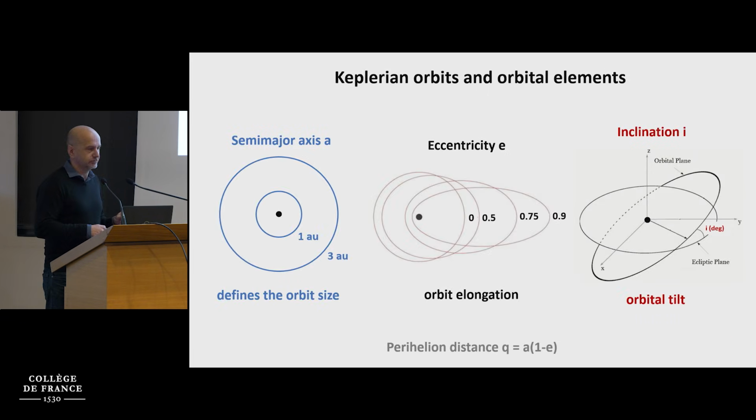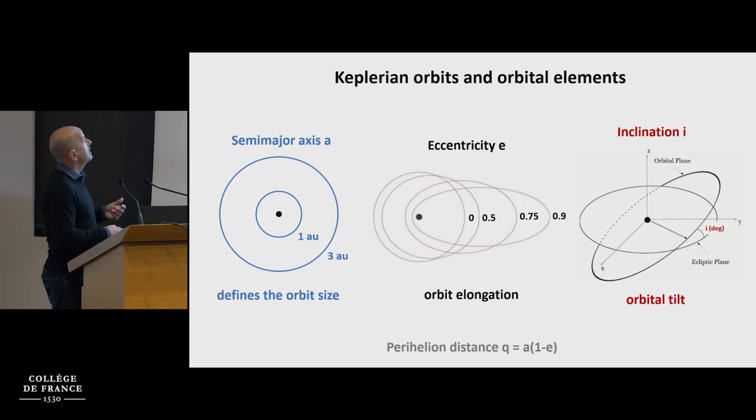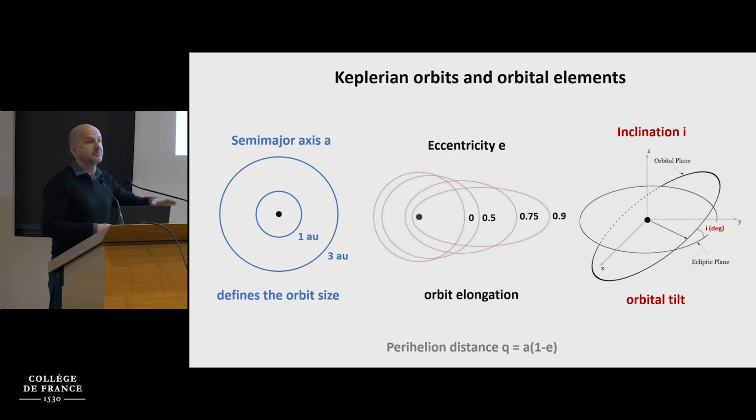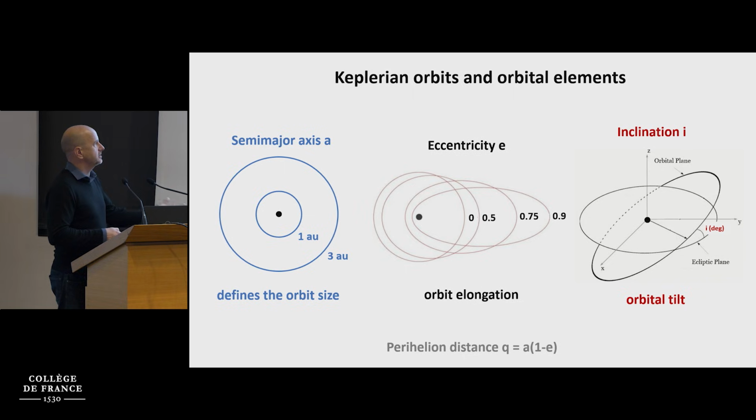Now, just to remind you what the orbital elements are, the semi-major axis A defines the orbit size. So short period comets will have smaller semi-major axis, and long period comets will have larger semi-major axis. Eccentricity defines the orbit elongation. So, for example, the long period comets will have very large orbital eccentricities, 0.9 or even in excess of 0.9. And then inclination tells you about the orbital tilt of the comet orbit with respect to the ecliptic plane. So zero inclination would be perfectly in the ecliptic plane, and then larger values indicate larger tilt.